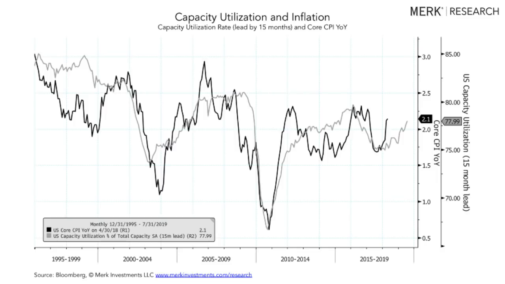We're at about 78% capacity utilization, but as that utilization rate increases, it tends to be somewhat of a leading indicator for inflation. As you can see here, there's a 15-month lead on the capacity utilization rate relative to the core CPI year over year. So that seems to be suggestive of inflationary pressure coming through in the coming year or so.